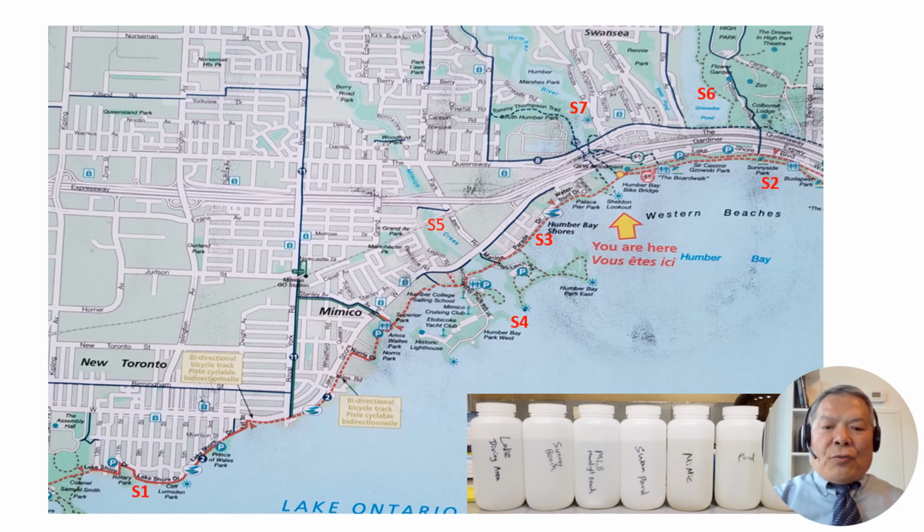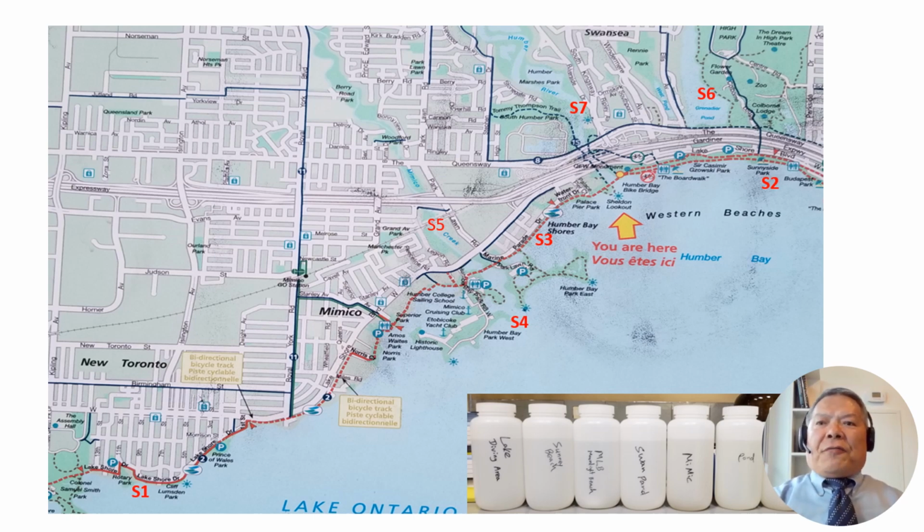So this slide shows where I collect the surface water samples. I collect mainly from the water around Lake Ontario, because Lake Ontario water is used for drinking water and many other things. So it's very important to know if this water is contaminated.